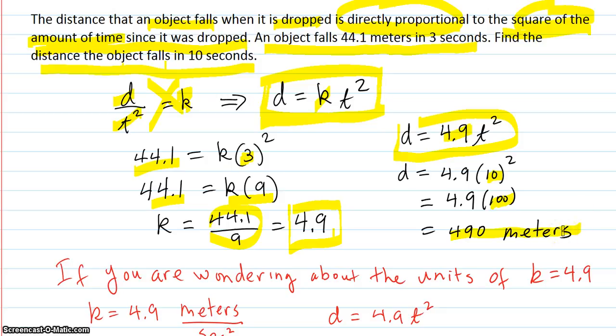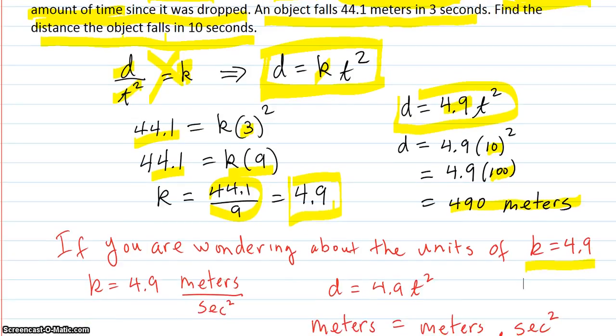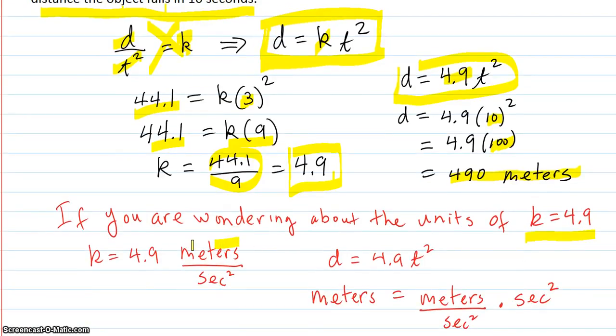Now, you might be wondering about the units of k. Is it meters, is it seconds, what is it? Well, it turns out it's meters per second squared, which are the units of what's called acceleration. In this case, it's the acceleration due to gravity. Of course, in our equation, we've divided by 2. Anyway, don't worry about that.